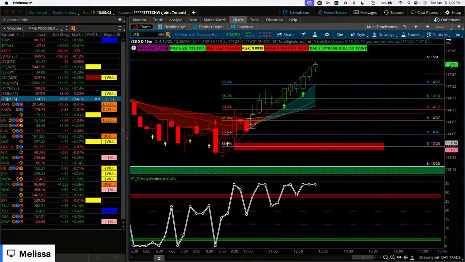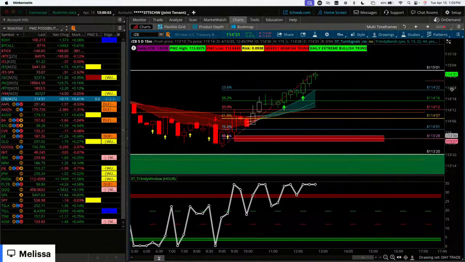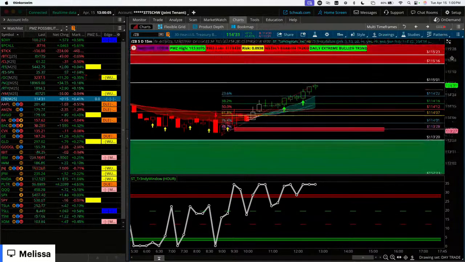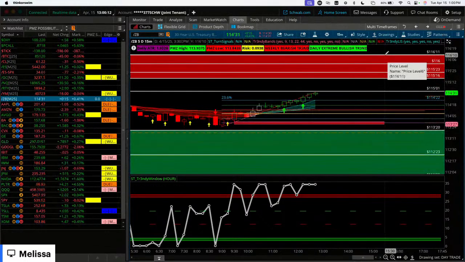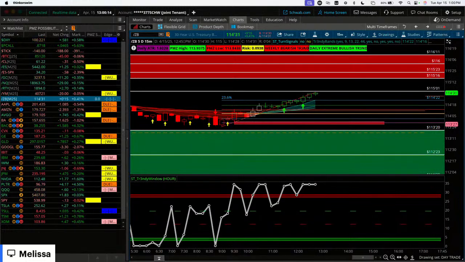Again, 115, that is a trim for sure, and then a target to the upside would be 115.16 by 116.11. All right?